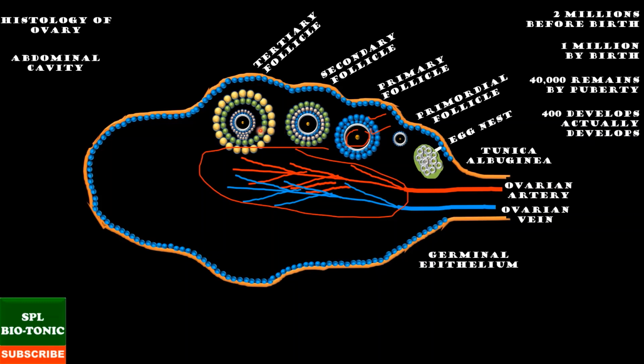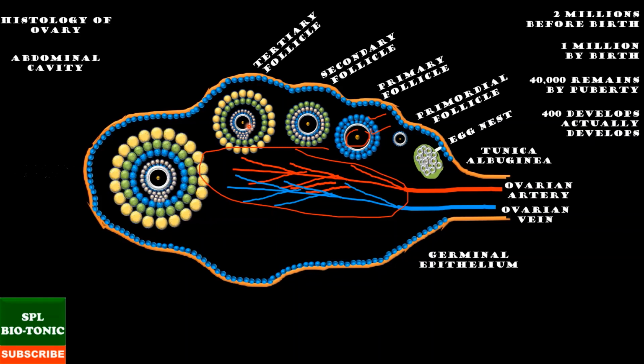Here, the primary oocyte completes its first meiotic division to form large haploid secondary oocyte and a tiny first polar body. The tertiary follicle further changes into mature follicle or Graafian follicle.